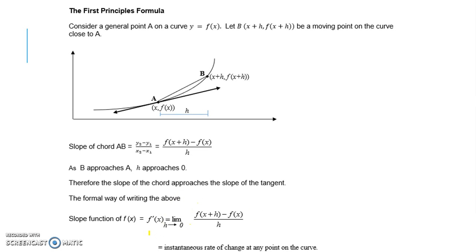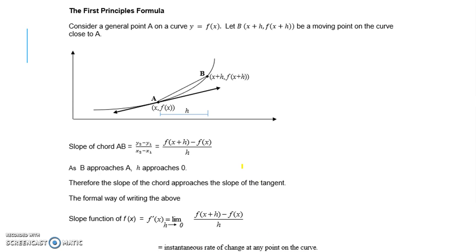And so this formula here, if we want the slope function, which is just the derivative of some function, then that f dash of x is equal to the limit as h approaches 0 of f of x plus h, take f of x, all over h. And this first principles formula gives you that instantaneous rate of change at any point on the curve.